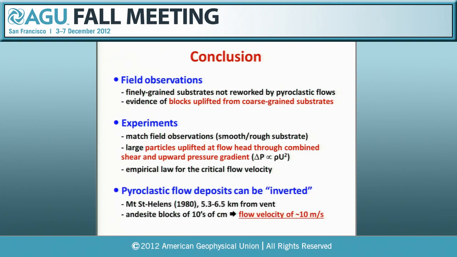So, as a very final conclusion, this study suggests that here we may have a method to invert pyroclastic flow deposits. Applications to flows at Mont Saint-Hélène suggest velocities of about 10 meters per second, in agreement with field observations. Thanks very much.